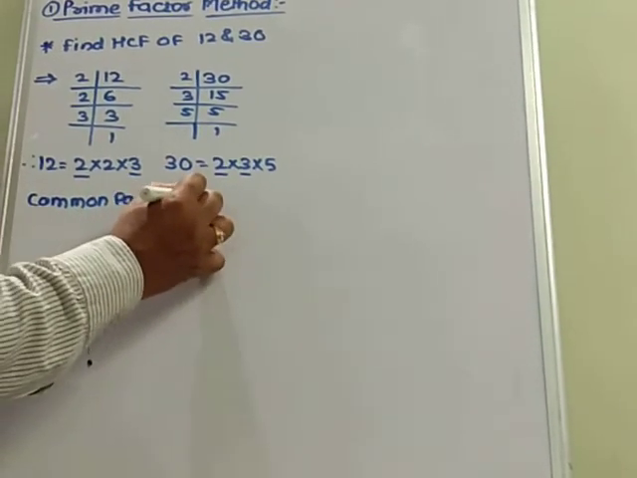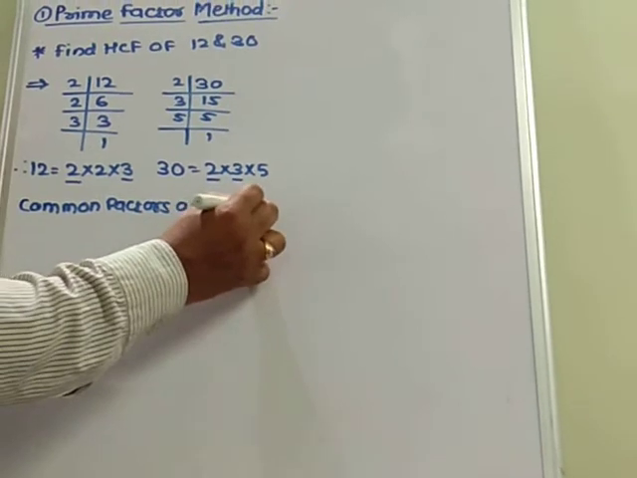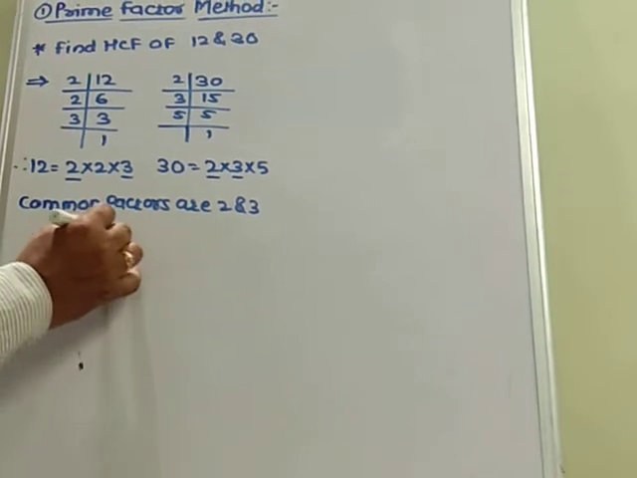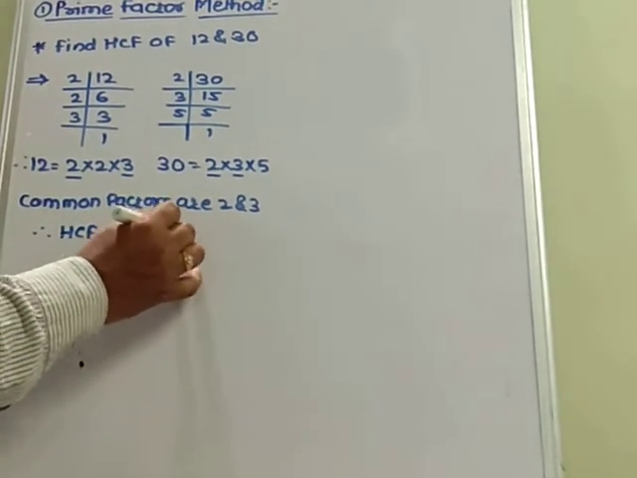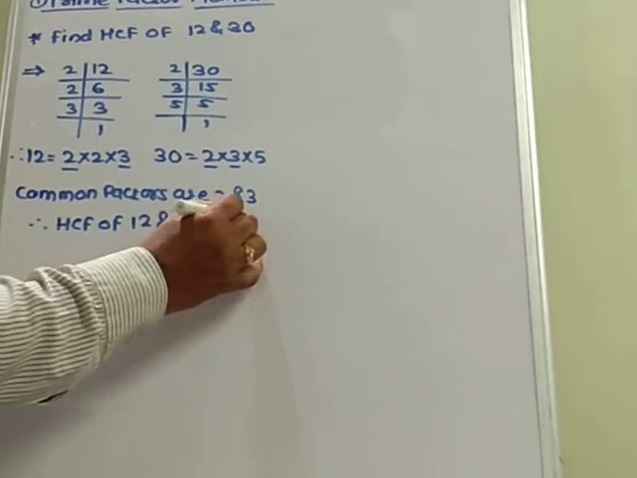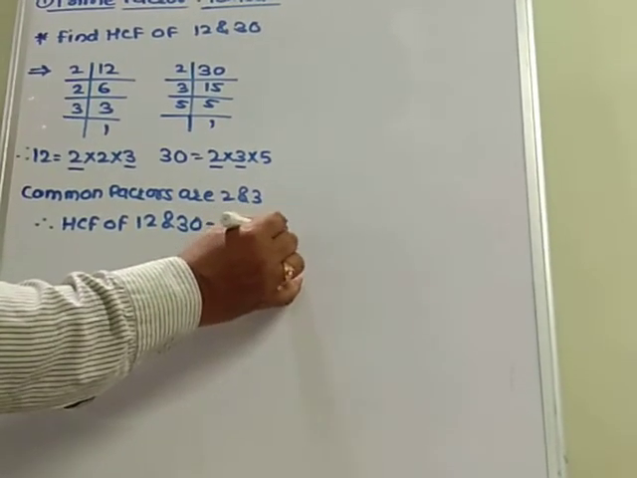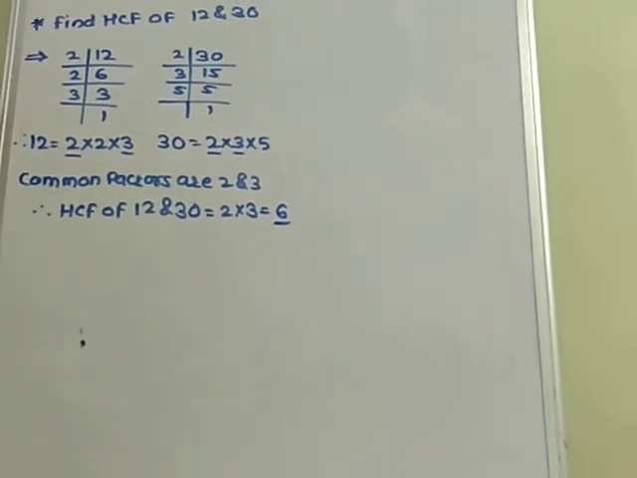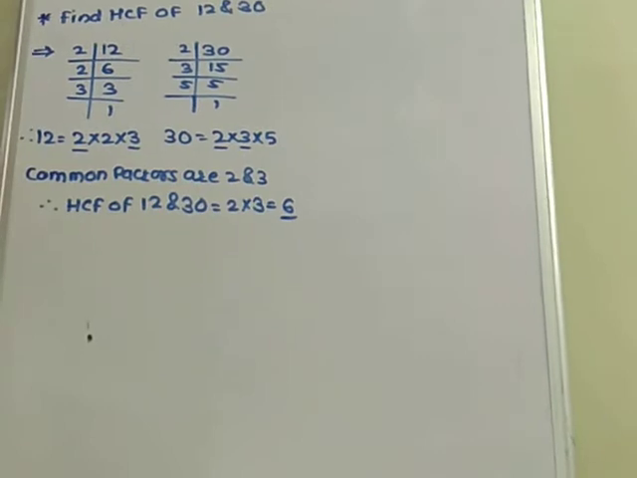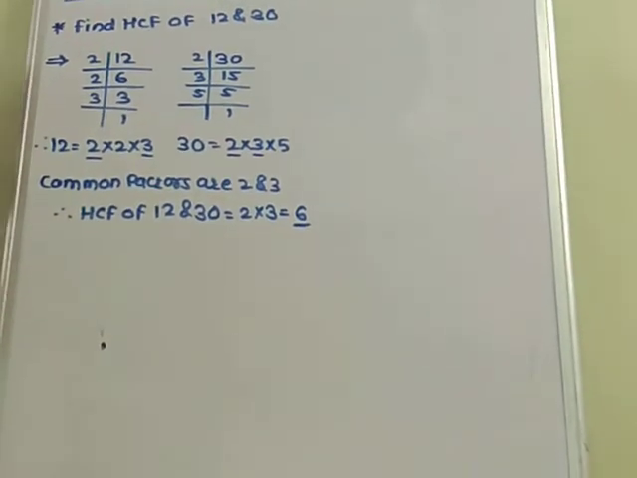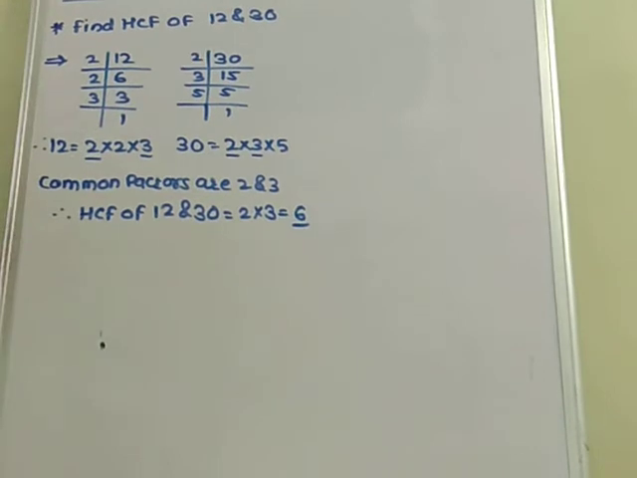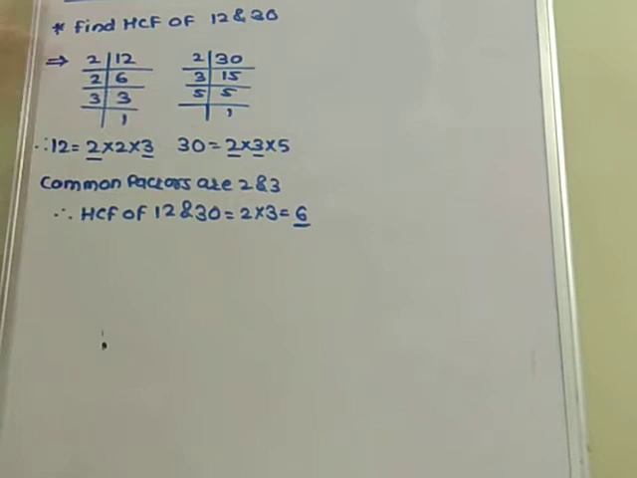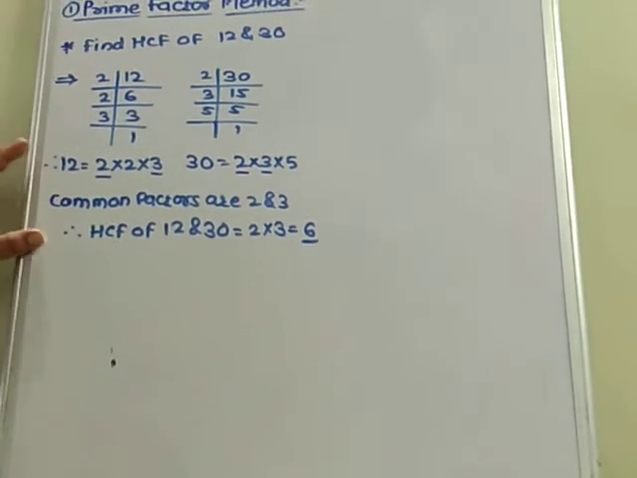Common factors are 2 and 3. Therefore, the HCF of 12 and 30 is equal to 2 into 3, that is equal to 6. Make the multiplication. Okay. Finding out HCF by using the prime factor method: first of all, vertically you find out the prime factors, write down the factors which are common, make a multiplication of those, and this is the HCF.